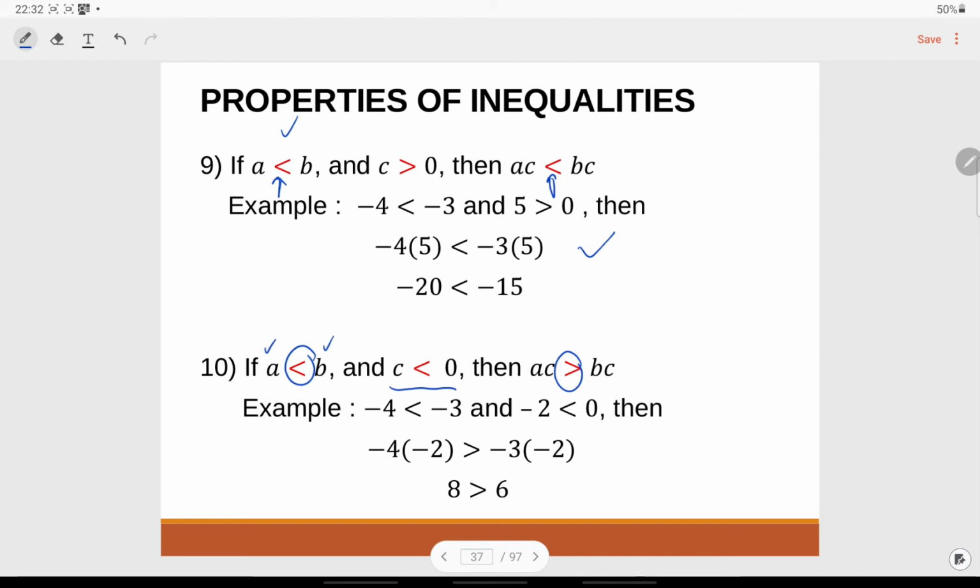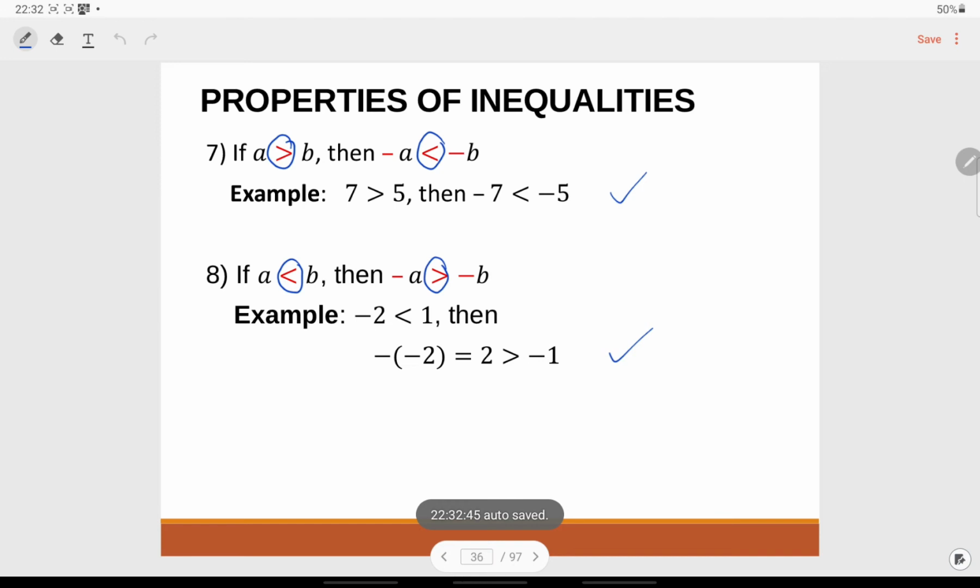Just like in the previous slide, in this situation, originally we have a greater than b, but then we multiply both by c equal to negative 1. So it becomes negative a, and we need to change the direction, so it becomes smaller than negative b. Same goes with property number 8.